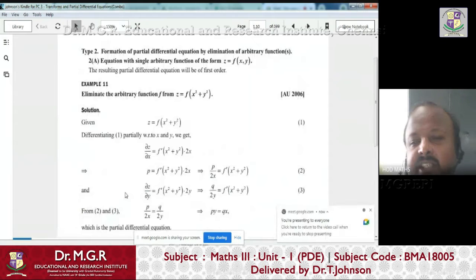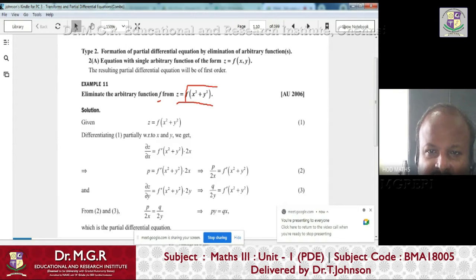Right. So the next thing is formation of PDE by eliminating an arbitrary function in the original equation. Now you can see here: eliminating the arbitrary function f from the equation z equals f of x square plus y square. What does this mean?